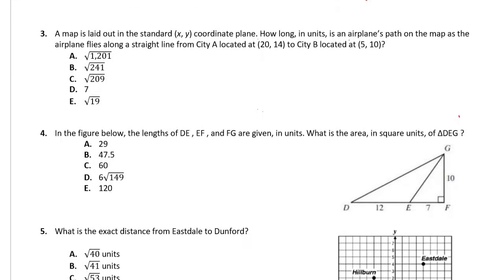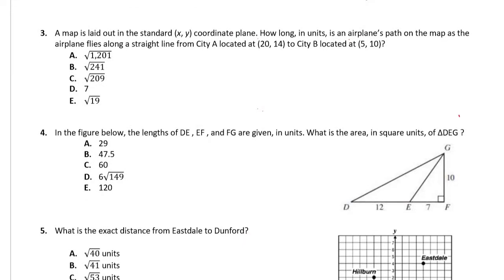Okay, here is the next question. A map is laid out in the standard blah blah blah. Those are long words, so look for the question. The question is, how long in units is the airplane's path? So that means some airplane is flying, and we are trying to trace the path on a map. It's flying from city A to city B. That's the only important thing you need to know.